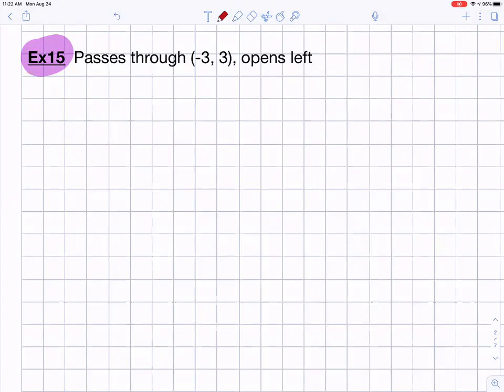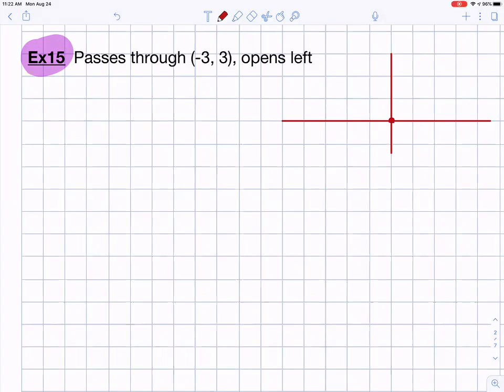Sketch what you know. All right, so let's just see if we can figure out what we're handed. So I have a vertex at 0, 0. That came from the directions. I know that my parabola is opening up to the left. And I also know that my parabola passes through negative 3, 3.